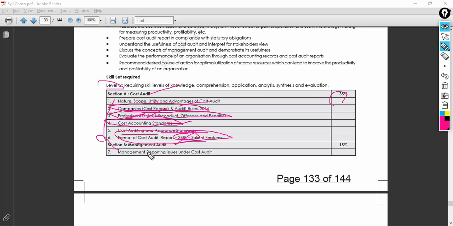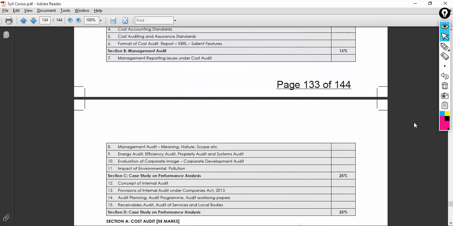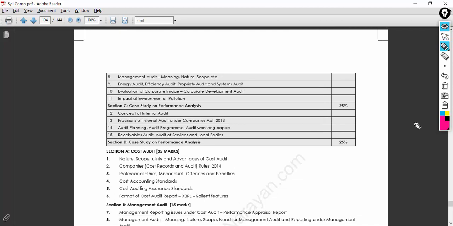Yeah. So management audit carries 15 marks. Management reporting issues under the cost audit also should be studied by budding professionals, that is you guys. Management audit is the basic which you need to know here, and energy audit, efficiency audit, all different kinds of audit can also be given importance, because all those carry very basic questions. It's nothing so difficult. You just need to understand what is audit and what is the specific audit, might be an efficiency or an energy or a proprietary audit or a system audit. It is a very theoretical part which you need to understand from an examination point of view.